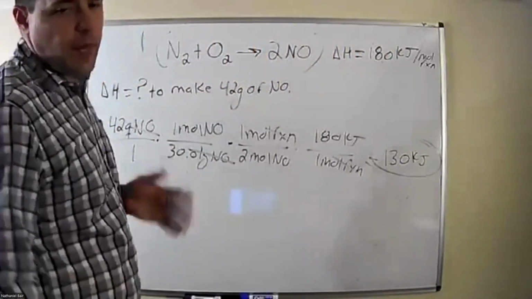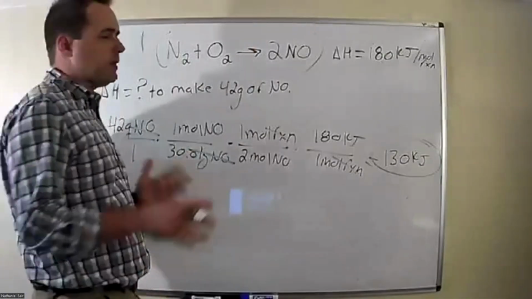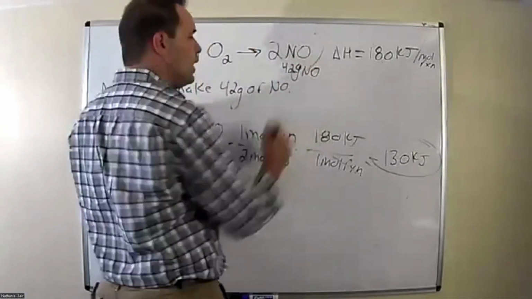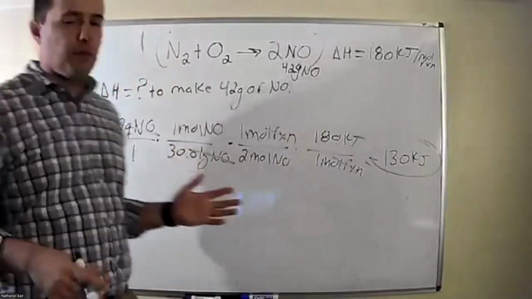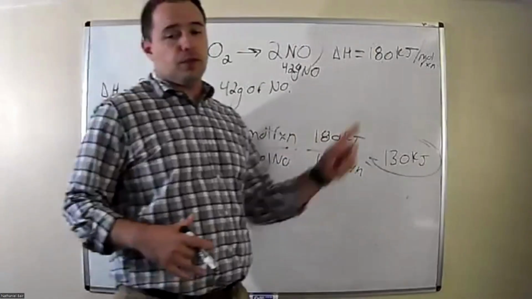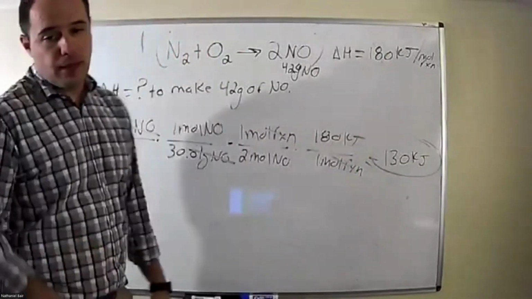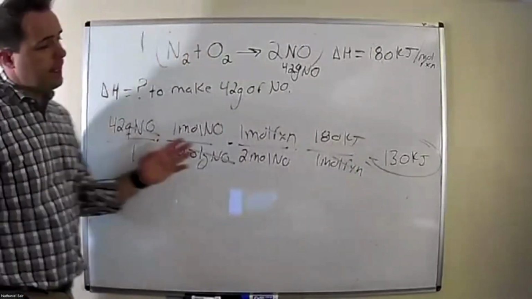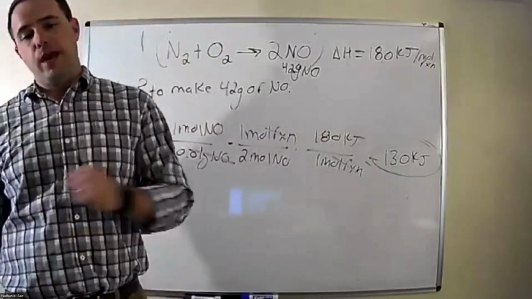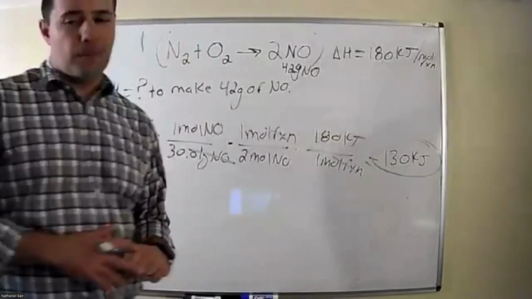So if you needed to make, let's say you're a chemist, your boss comes to you and says, hey, I need you to make me 42 grams of NO. Well, you know that you're going to have to put in 130 kilojoules of energy to make that happen, because this reaction is endothermic. And we were just able to figure out that that would require an input of 130 kilojoules of energy to be able to make that 42 grams of NO.